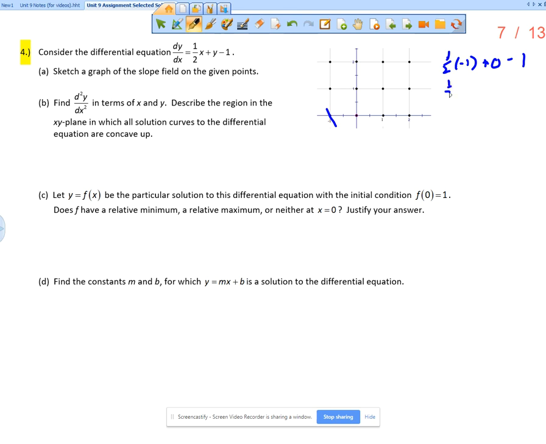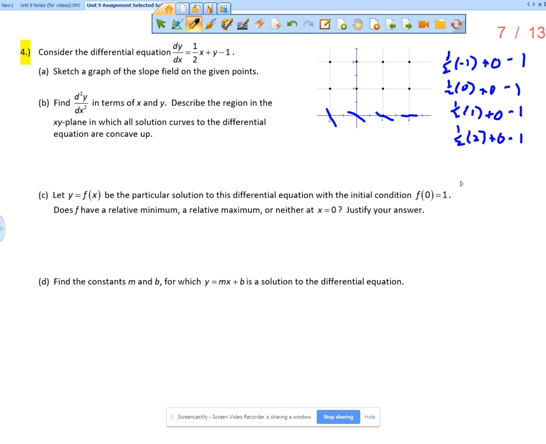So half of 0 plus 0 minus 1, that'd be a slope of negative 1. Here, half of 1 plus 0 minus 1. Half of 1 is 1/2, minus 1 is negative 1/2, so it's a little less steep. Next one, half of 2 plus 0 minus 1. Half of 2 is 1, minus 1 is 0, so this would be a 0 slope.